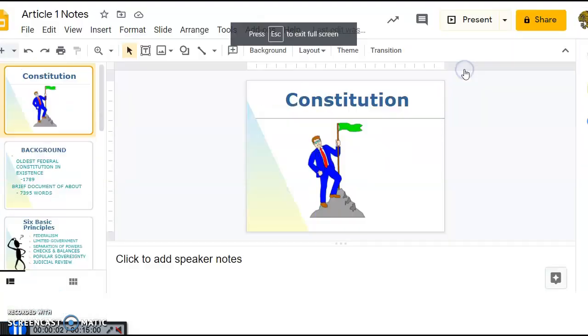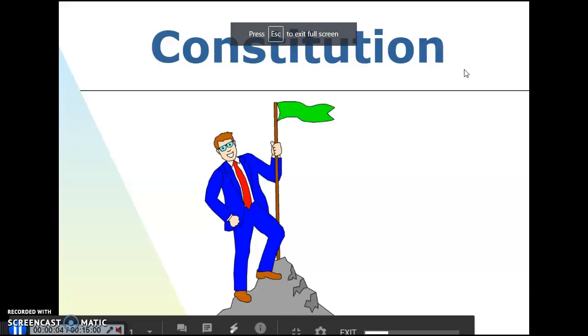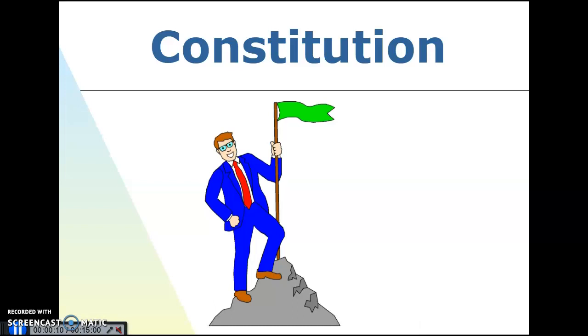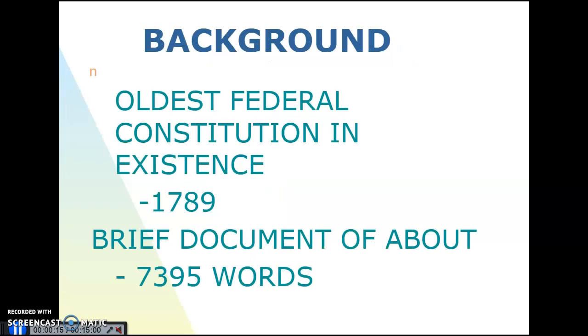Okay, today we're going to start talking about the Constitution. Again, we just talked about the Articles of Confederation and the Constitutional Convention, which leads us into the Constitution. It's the oldest federal constitution in existence. 1789, obviously, is when it was ratified. It's a brief document of about 7,395 words, which is not a whole lot considering that it runs an entire country.